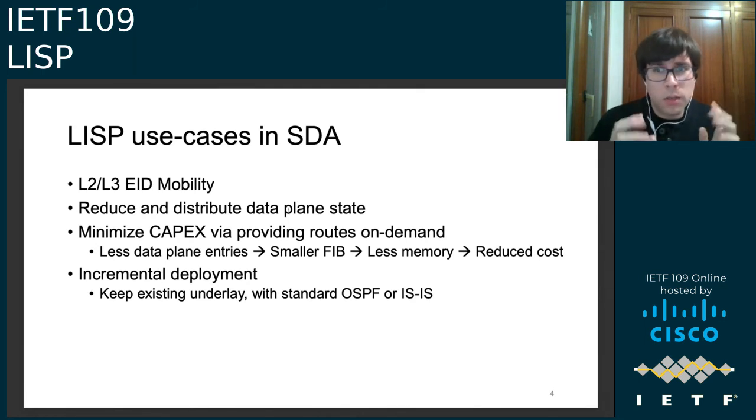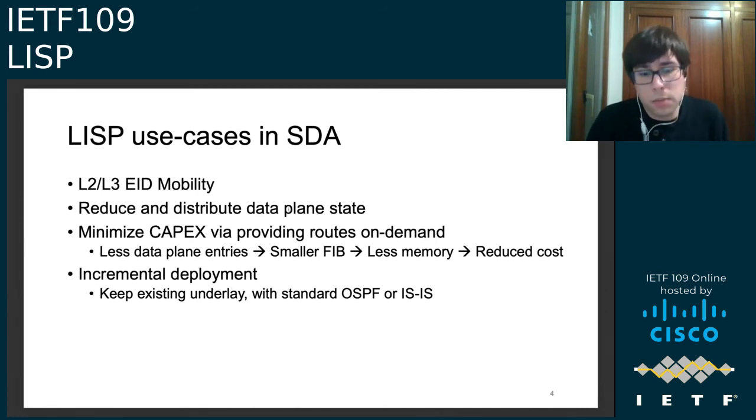Basically, if we have fewer entries in the data plane, we need a smaller FIB. This means less memory, and this means cheaper routers because they will need smaller chips or memories or TCAMs or whatever they are using. And also, with Lisp, we can provide incremental deployment. Basically, we can leave all routers in the underlay and just update the ones that are using Lisp.